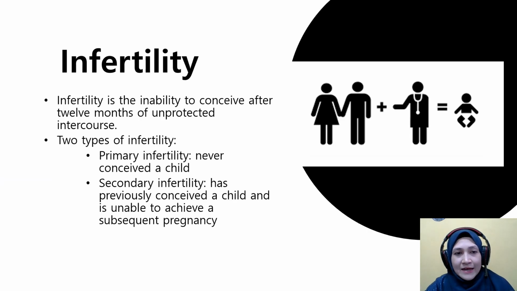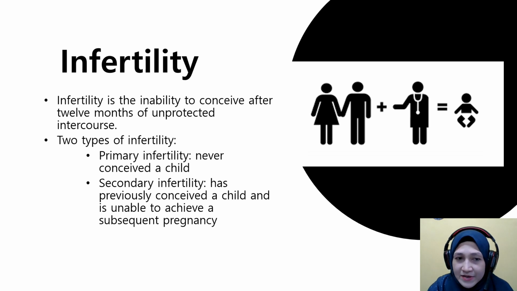Infertility means that a woman is unable to conceive or get pregnant after 12 months of unprotected intercourse. So it means that that woman is not using any contraception and having unprotected intercourse for 12 months, but she's unable to conceive. Okay, so there are two types of infertility, which is primary and secondary.